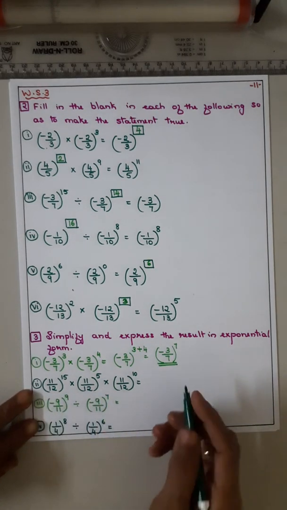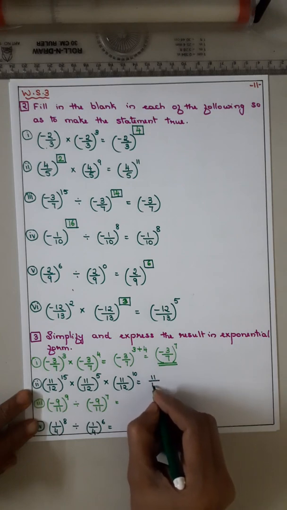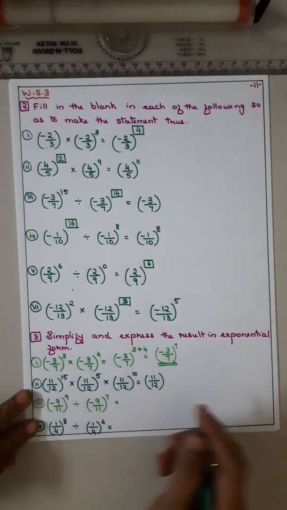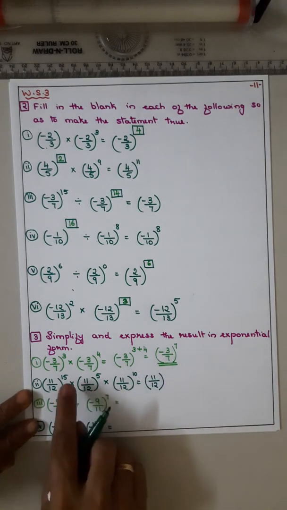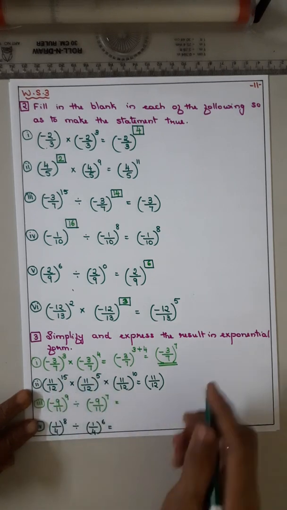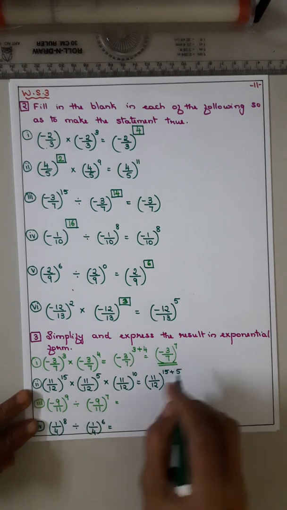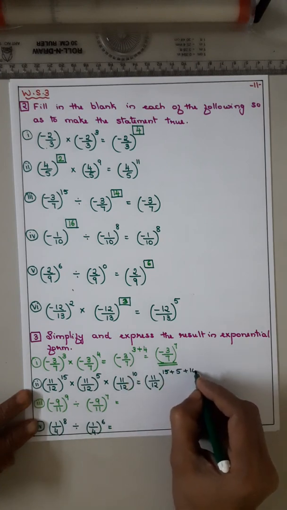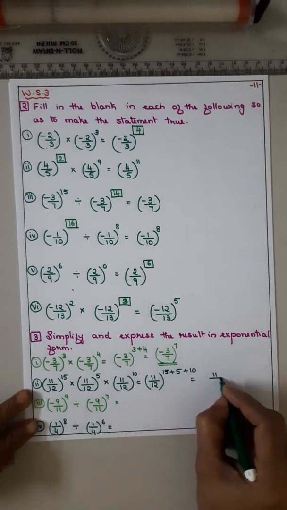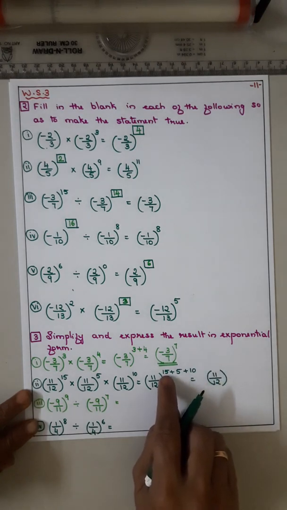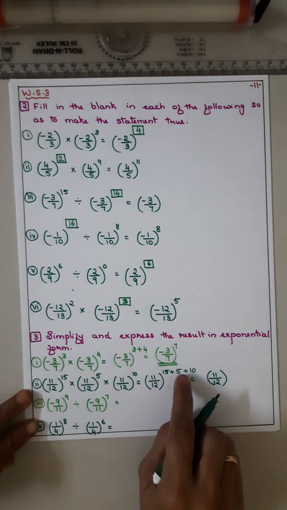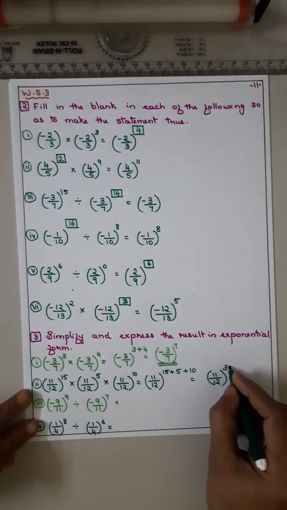Now coming to 11/12. All the bases are same. So the base is 11/12. Now it is multiplication sign in between. So you add 15 plus 5 plus 10. So it is (11/12) the whole raised to 15 plus 5 is 20, 20 plus 10 is 30.